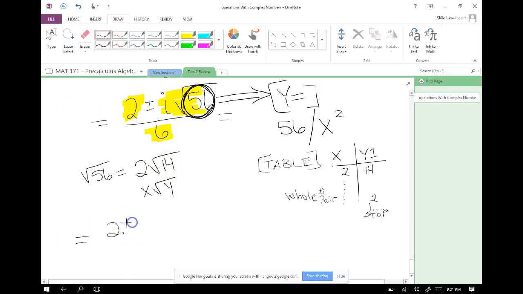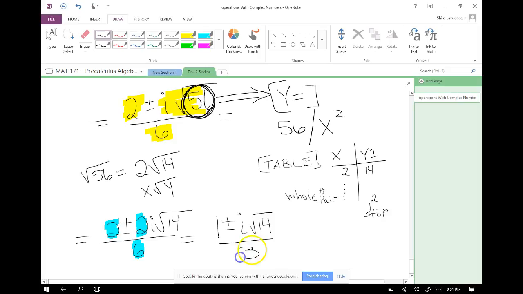So this is 2 plus or minus 2i square root 14 all over 6. And now I see that all three pieces have something in common. They all have a factor of 2. So I can take a factor of 2 out of all of them. And if I do that, I'm left with 1 plus or minus i root 14 over 3. And it can't get any simpler than that. That's the best we can do. 1 plus or minus i root 14 over 3.